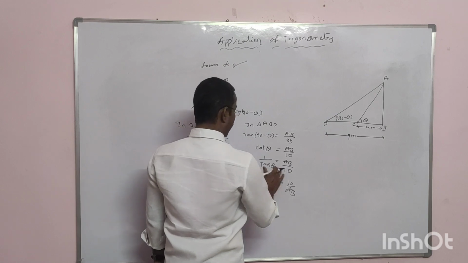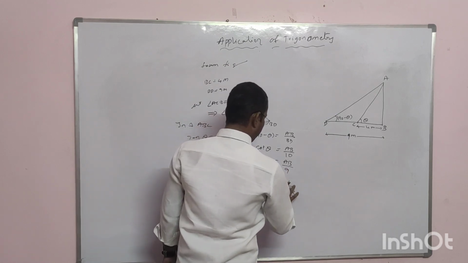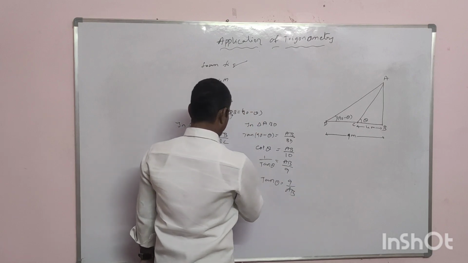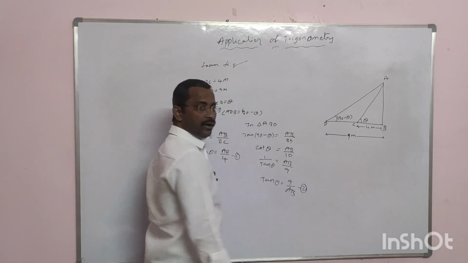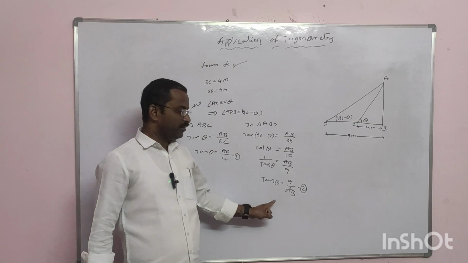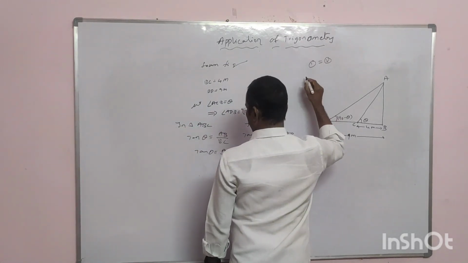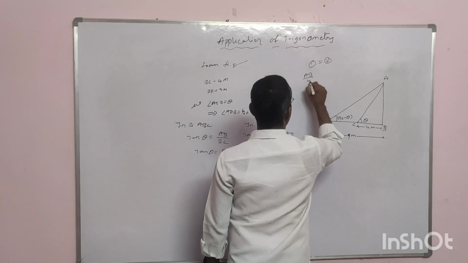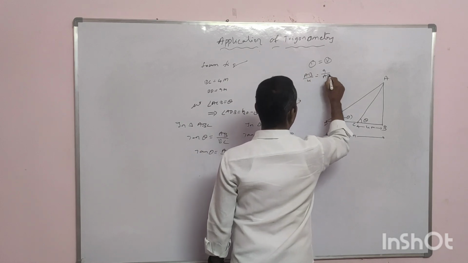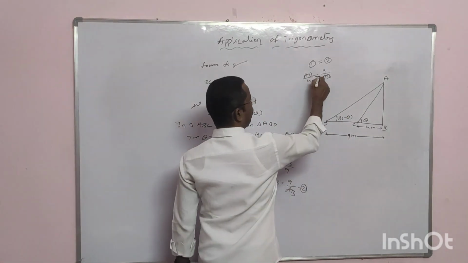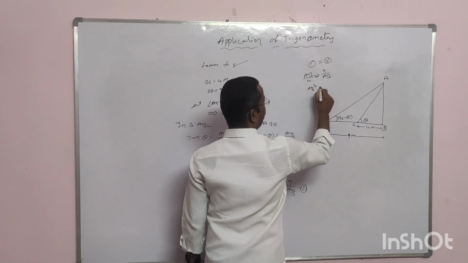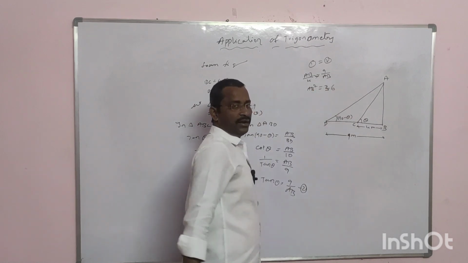Where is the 10 actually? 9, I'm sorry, 9. Okay, say it as 1, say it as 2. First one also tan theta, second one also tan theta. 1 is equal to 2. So AB by 4 is equal to 9 by AB. Cross multiplication: AB into AB, AB square, 9 fours are 36.